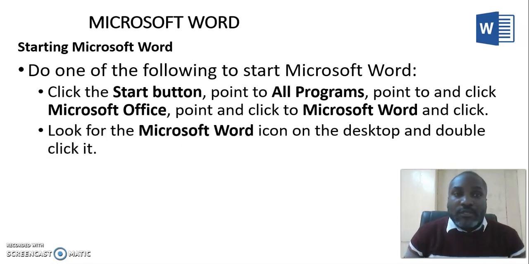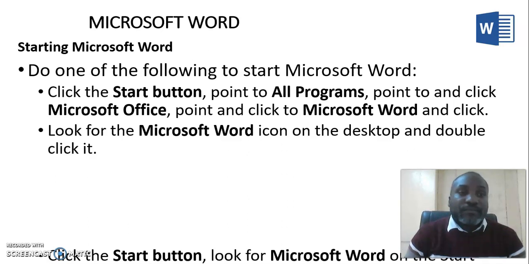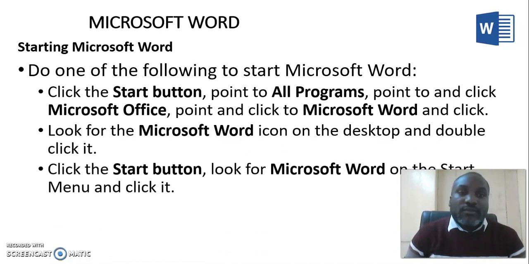The second method is you look for Microsoft Word icon on your desktop, and then you double click on it. Then the last method is you click on the Start button, then you look for Microsoft Word on the Start menu, and then you click on it.